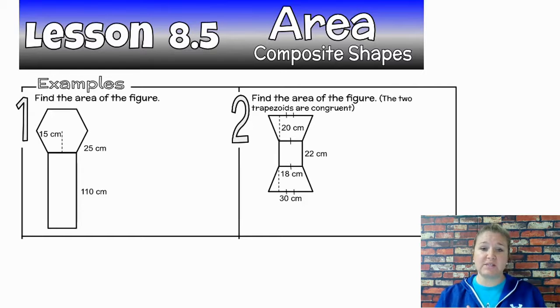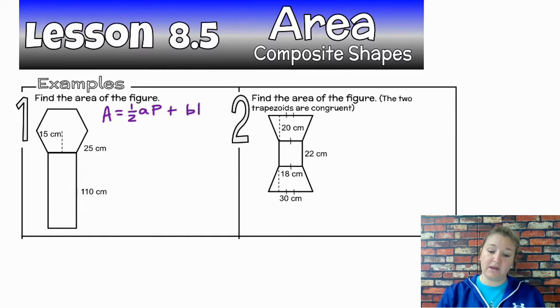So what you notice here is that we have a hexagon and a rectangle. All right, so the hexagon is sitting on top of the rectangle, and I'm trying to find the area of the whole piece together. So the area is going to be equal to, for the hexagon, the apothem times the perimeter of that hexagon, and then plus the area of the rectangle, which is just base times height.